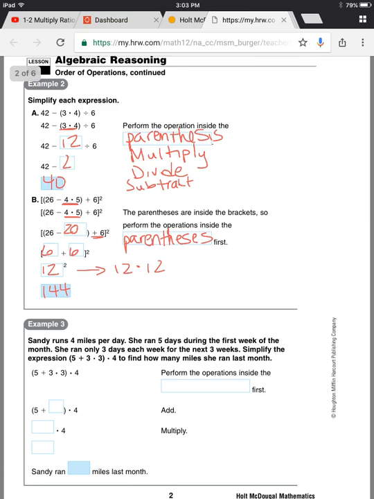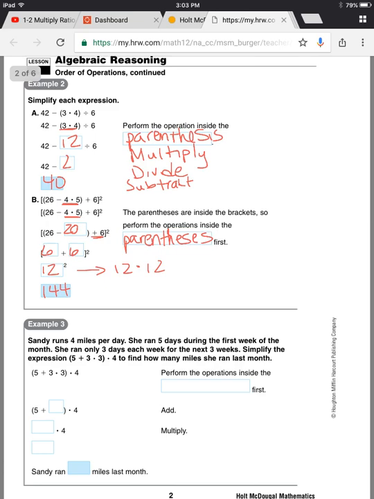Okay, so if there are parentheses inside the brackets with multiple operations, you have to do the parentheses first and follow the order of operations for those. Those are a little tricky. You're going to want to take your time to make sure you're doing them right.